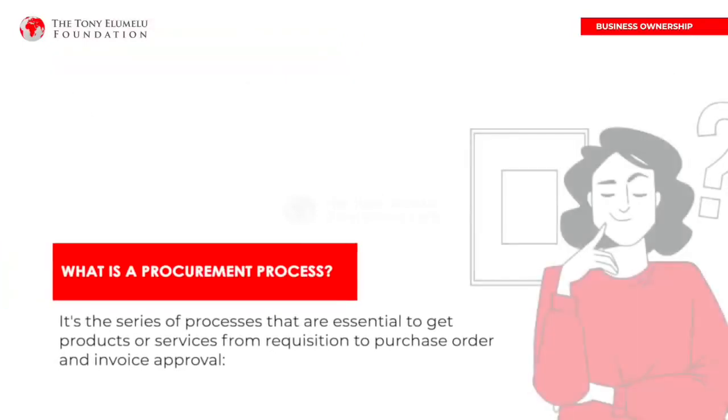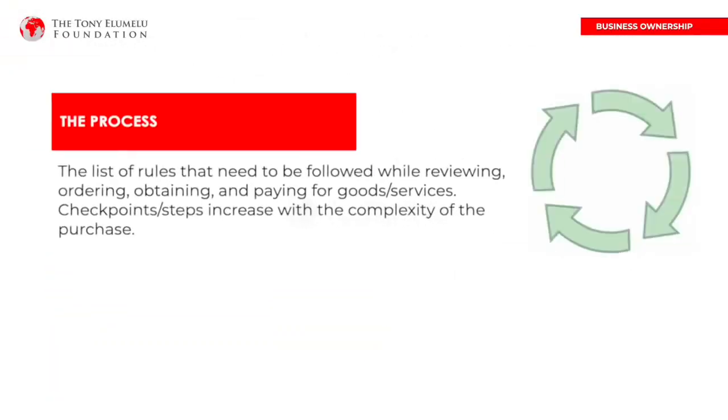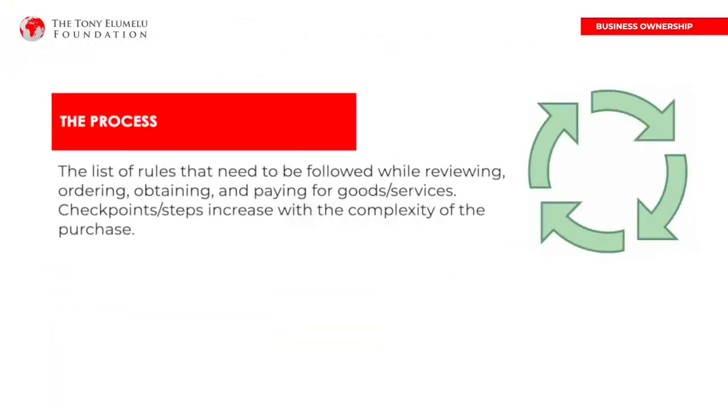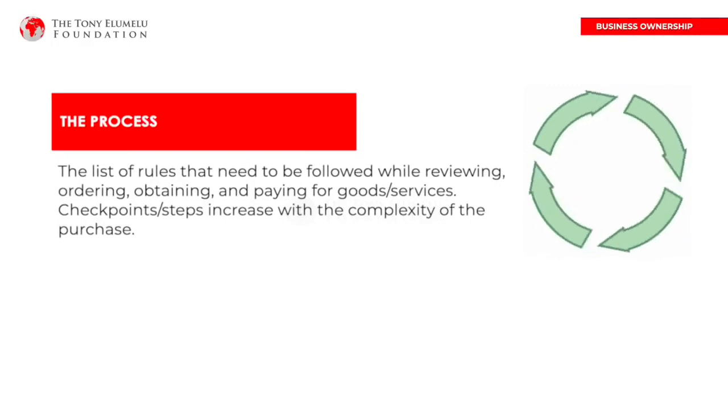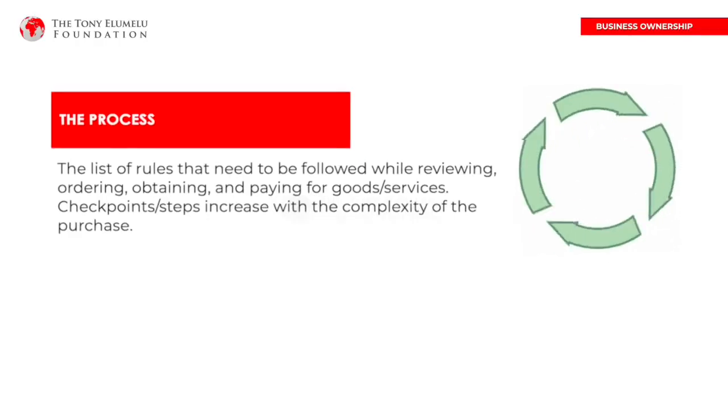What is a procurement process? It is the series of processes that are essential to get products or services from requisition to purchase order and invoice approval. It includes the process, the list of rules that need to be followed while reviewing, ordering, obtaining, and paying for goods and services. Checkpoints and steps increase with the complexity of the purchase.